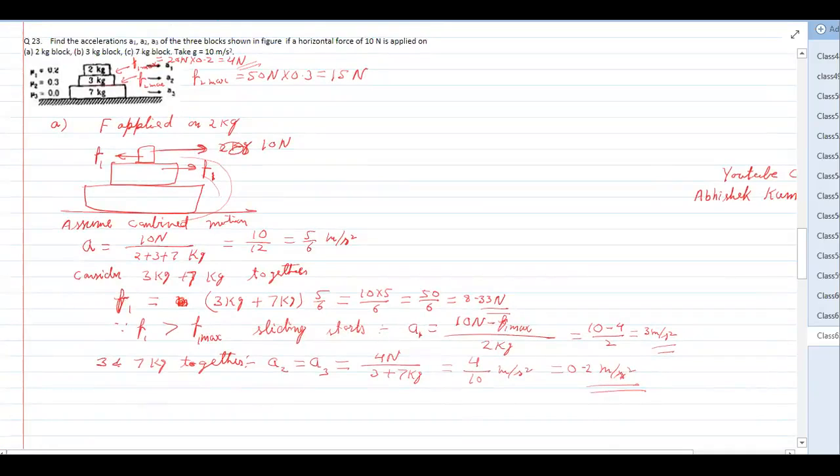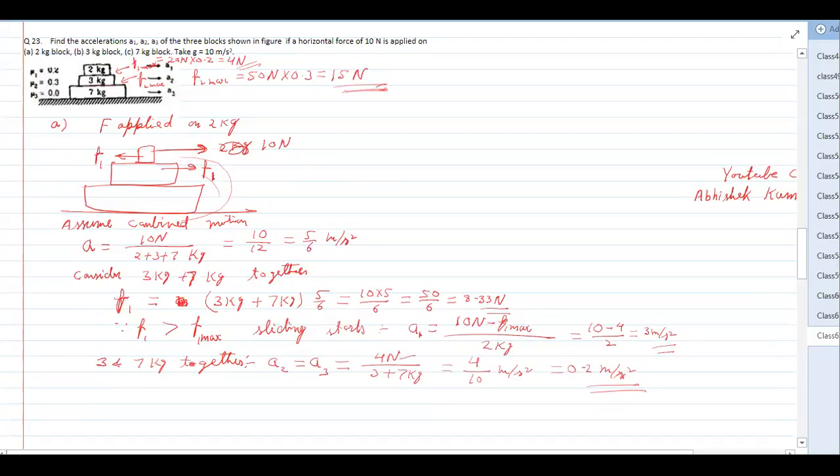Because the applied friction here now is 4 Newton. The applied force on 3 kg is 4 Newton. And on the 7 kg, on the 3 and 7 kg interface, the force is 15 Newton. Between 2 and 3 kg, how much is this? This applied is 4 Newton.